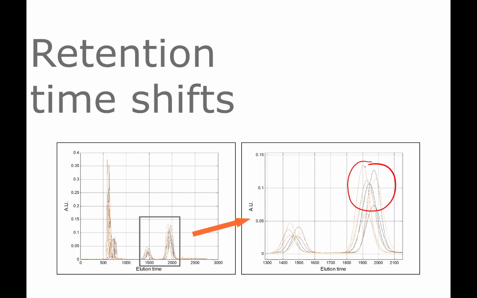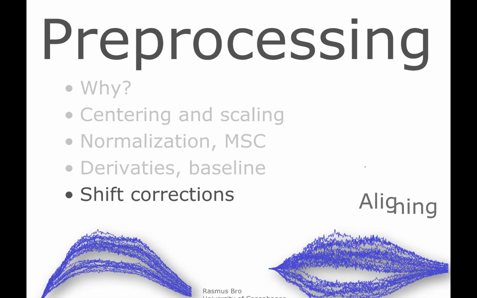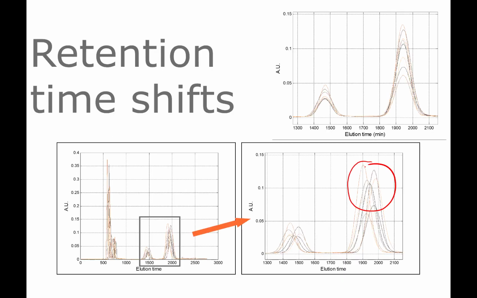Here we have chromatographic data, but it could also be spectra and other things. And our normal models don't handle that so well. So if we could somehow align our data so that the peaks came out at the same time point, that would probably help us improve our models. And I'll show you in which way that would help.